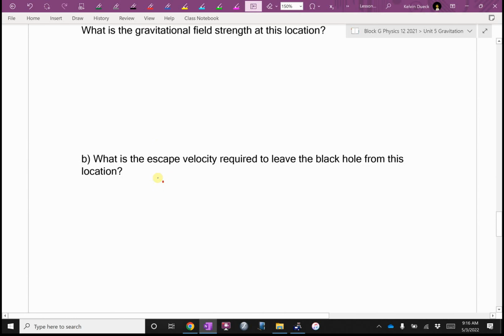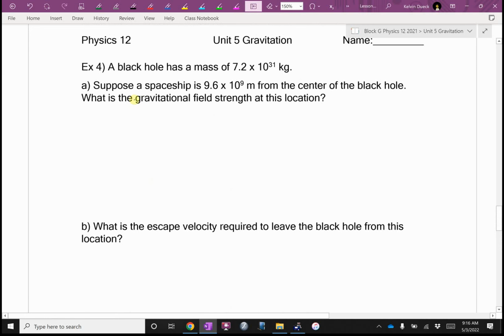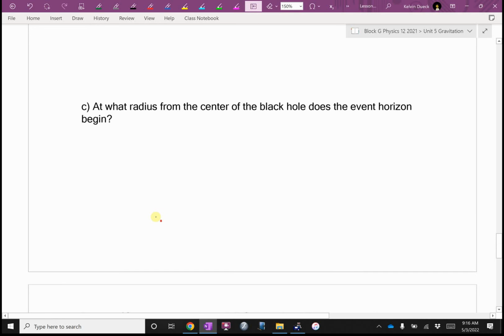Example 4 is a repeat of example 3 for A and for B. But I'd like to jump to part C, please. What radius from the center of the black hole does the event horizon begin?